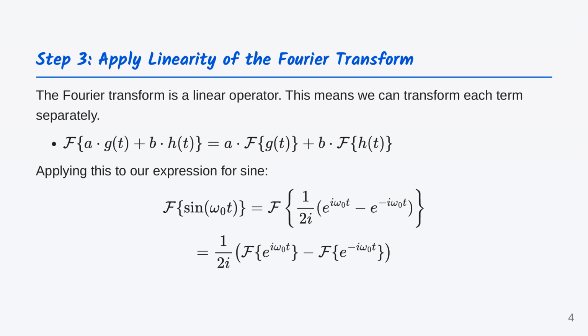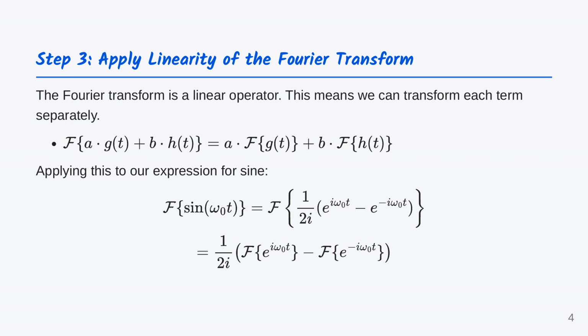transform, its linearity. What this means is that if you have a sum of functions, you can just take the Fourier transform of each part separately and then add them up. You can see the formal definition on the slide. So, applying this to our expression for sine, the Fourier transform of sine of omega naught t becomes the Fourier transform of that entire fraction we just derived.